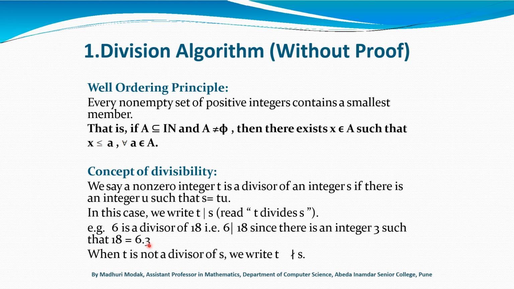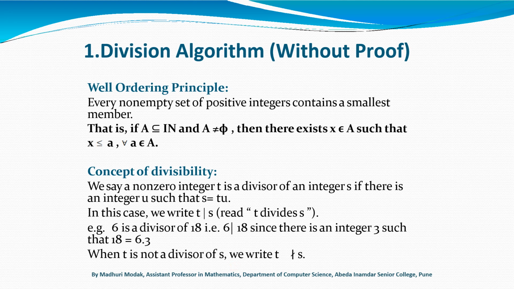Similarly, I can say that 10 is a divisor of 50 because I am getting 5 such that 50 is equal to 10 into 5. But sometimes some integer t is not a divisor of s. It means we are not getting any integer u such that s is equal to tu. Then what is the notation to write t is not a divisor of s? By using this symbol, we write t does not divide s.